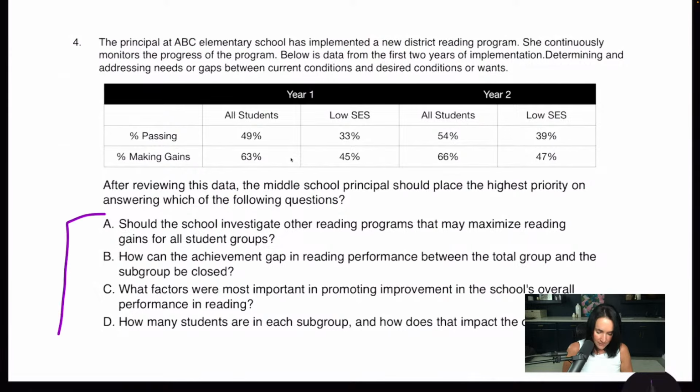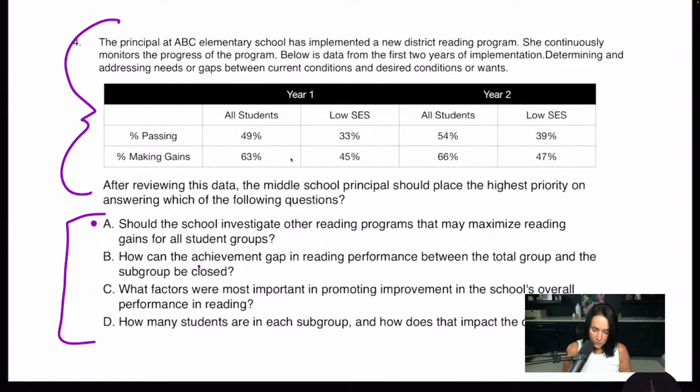We've got the answer choices here, and we have this big, long data set and a bunch of crazy information here. And people tend to get really freaked out when they see something like this. And so let's have a look at the answer choices first. Should the school investigate other reading programs that maximize reading gains for all student groups? It's okay. I'm going to keep it. I'm not going to circle it yet.